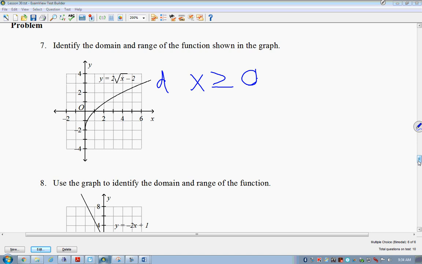Okay, now let's look at our range. Range, y. Okay, does it appear to have a minimum or maximum? It has a minimum. All right, so what is that minimum?